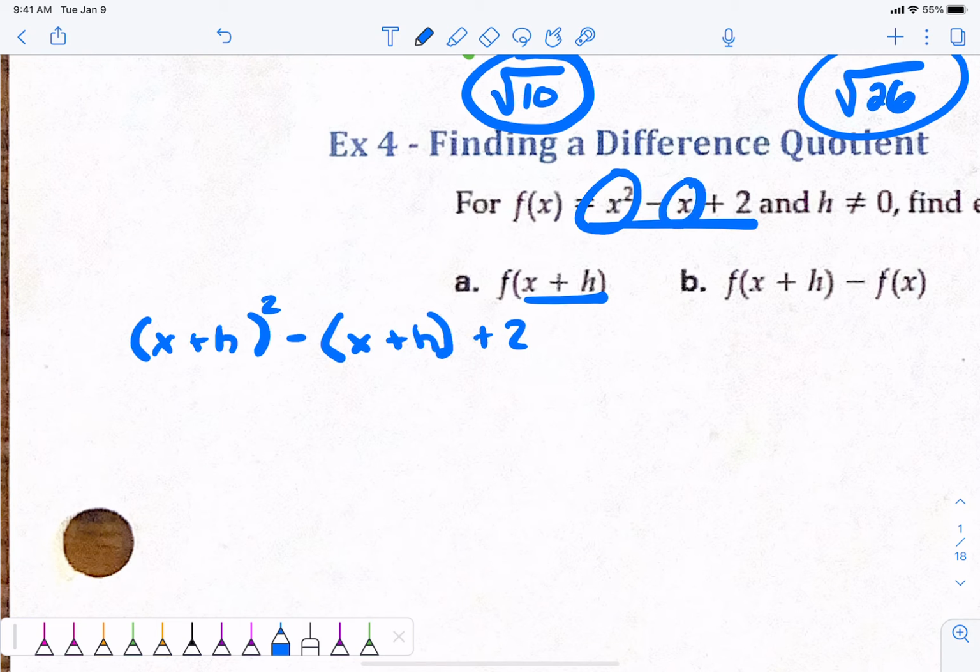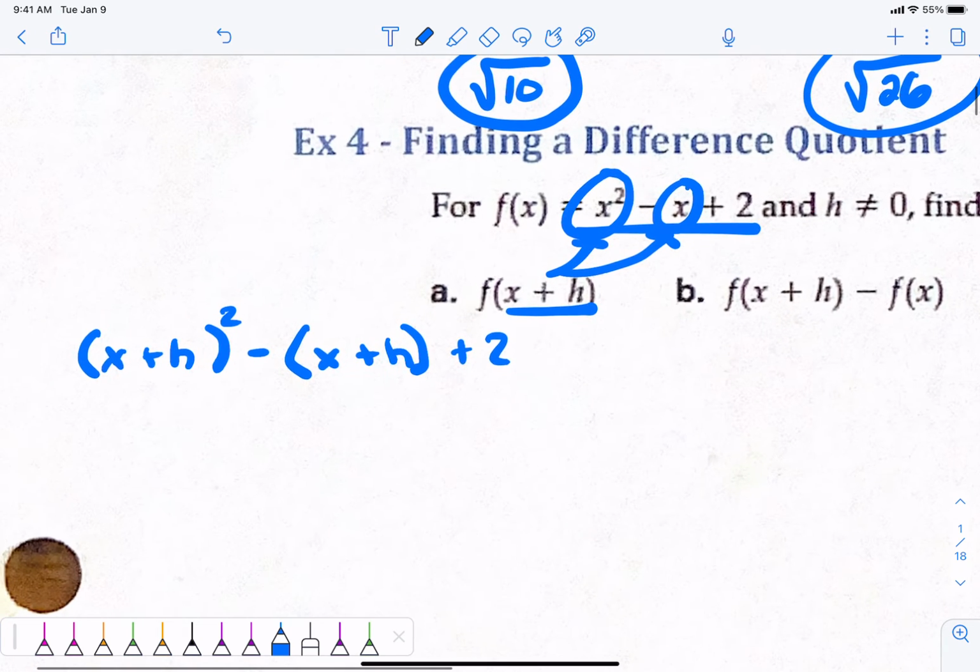x squared minus x plus 2. We're taking this thing and plugging it in there and plugging it in there. Do you see that? Okay. That's what we're doing.